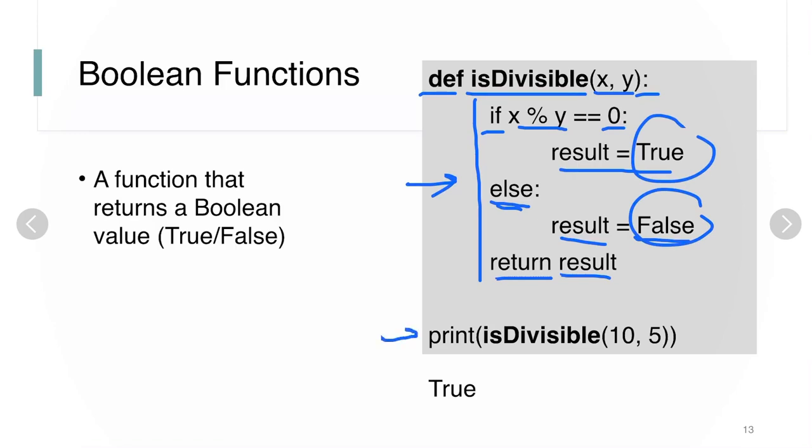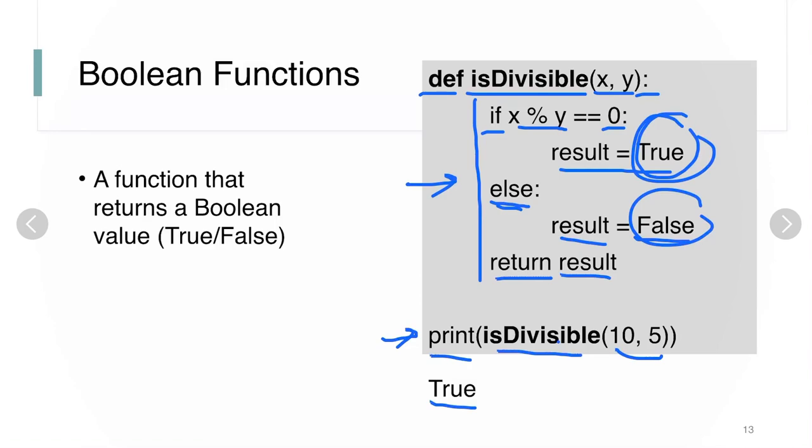And then the statement that is calling that function, so in this case you have a print statement. Inside, you call the function is_divisible with two values, 10 and 5, and 10 is divisible by 5, so it will return true, and then it will print that value on the screen. So that's how you can write Boolean functions.